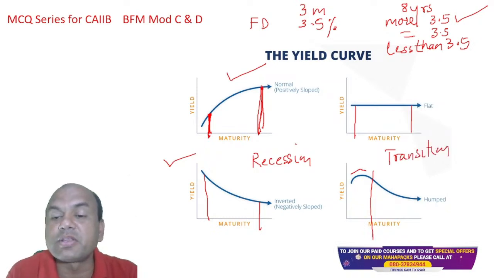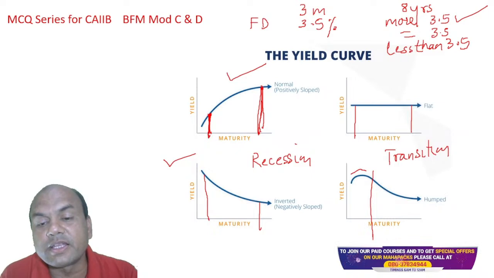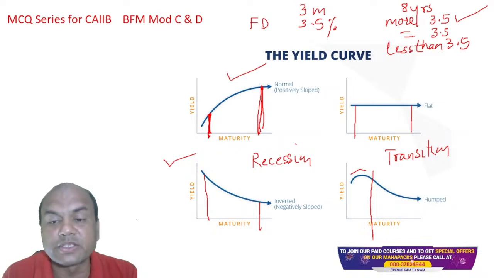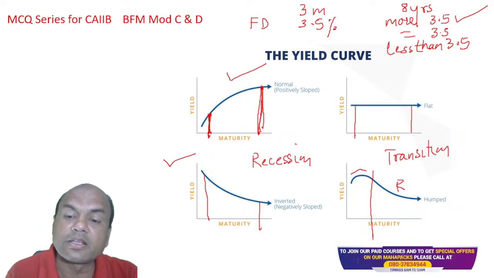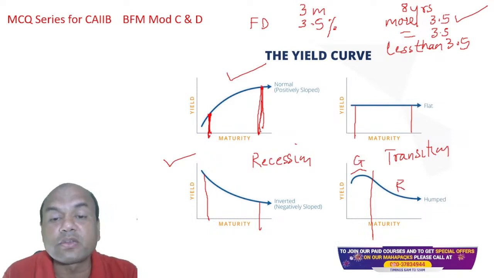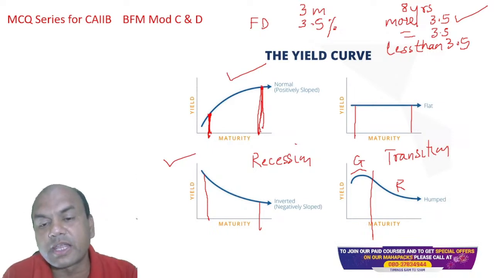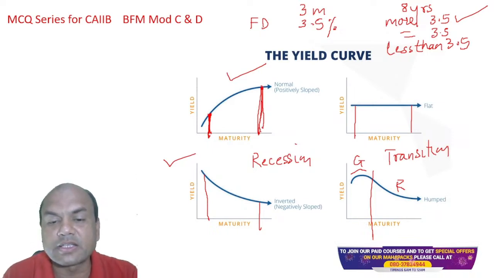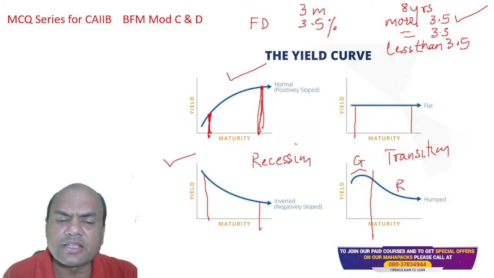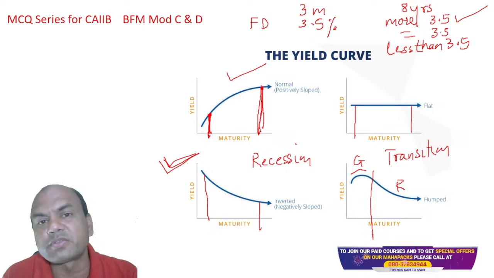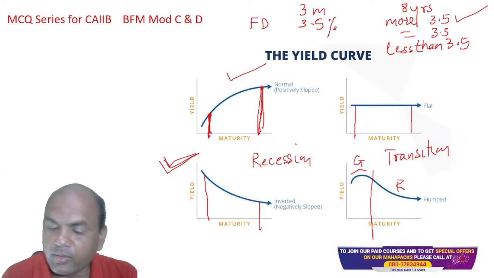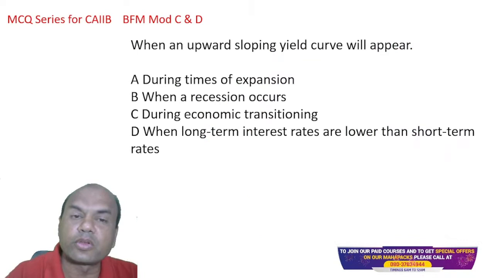Okay, transition means it grows in the initial years and then transits to the lower growth phase. So here it is recession, here it is growth. These are the 4 yield curves. In the exam, mostly they will ask you 1, 2, 3, because this is transition, recession. Generally, recession is asked more, because this is the typical one which is followed throughout the world. Okay, now let's move on to the questions.